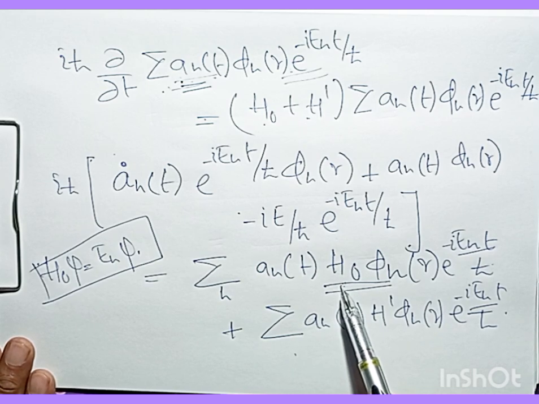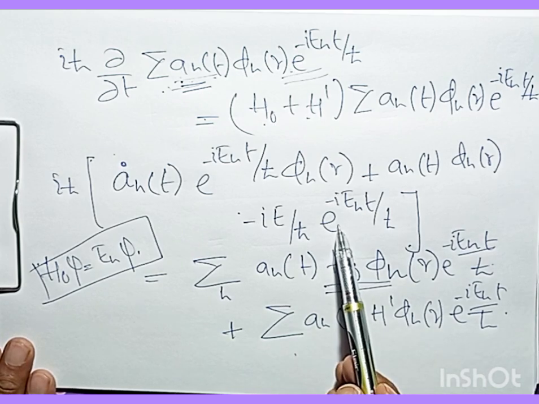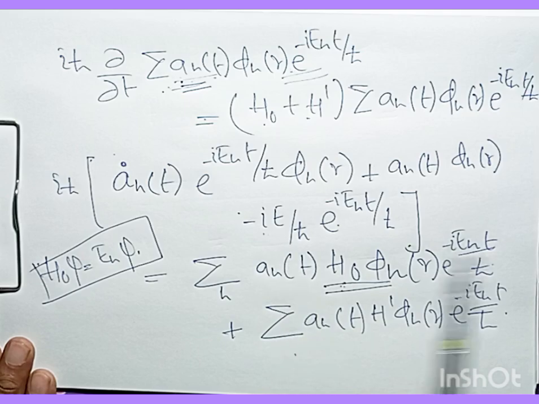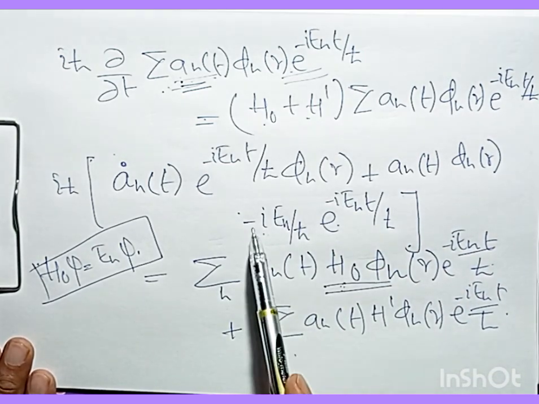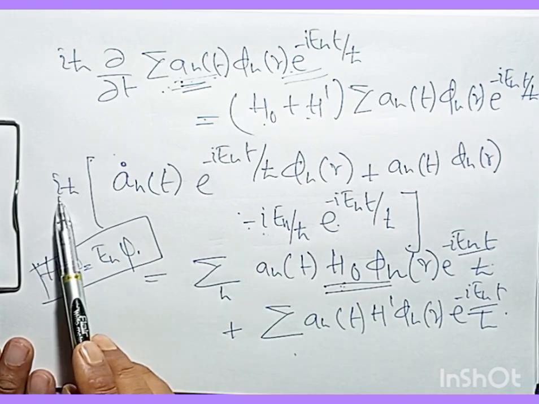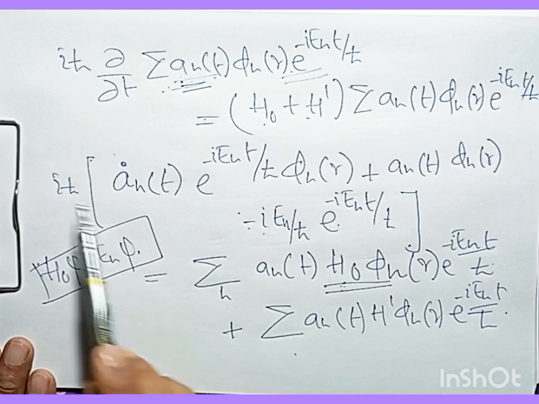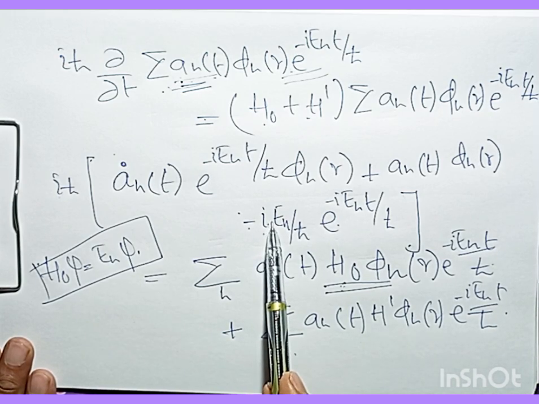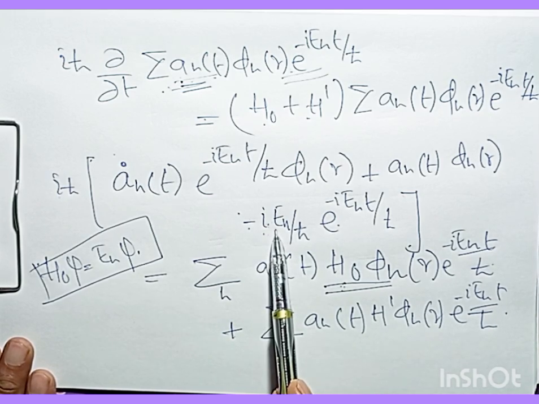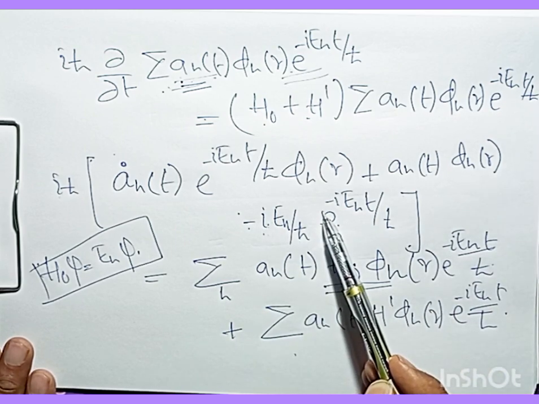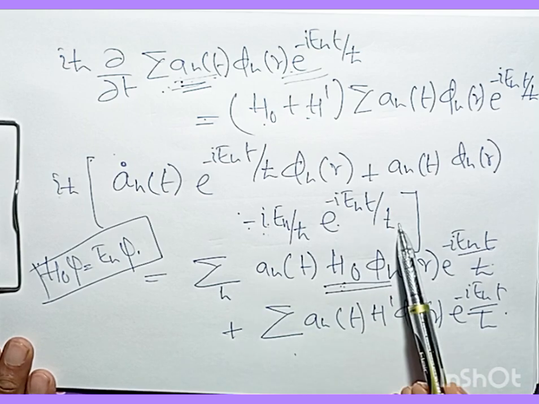So if I write down E n here, this term and this term, if we look at this term, here it is E n. In this case, if I take iota h cross inside, this iota and iota will make iota square, so that will be -1, minus minus will be plus. It will be a n of t phi n of r E n e to the power of minus iota E n of t by h cross.